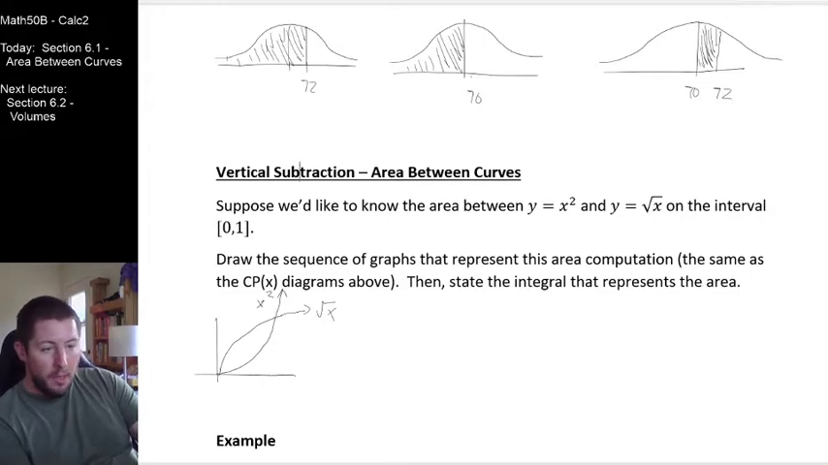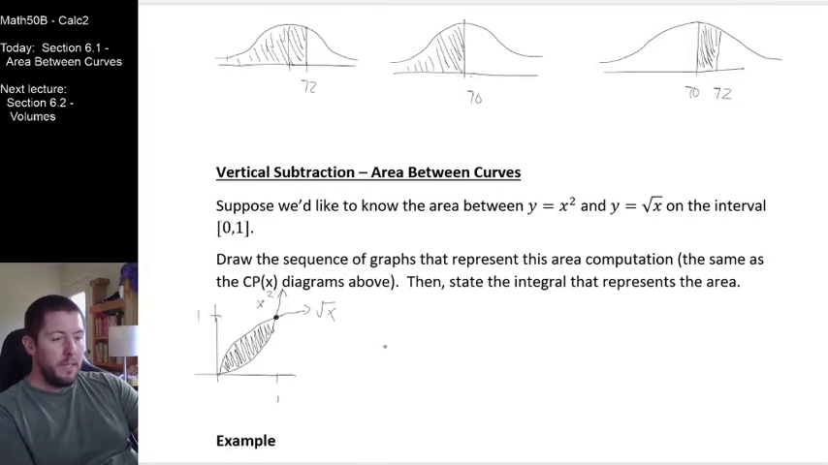Right? And I know that those guys are going to meet right there at (1, 1). In fact, if I'm interested in this area in the middle here, then it looks like I should be using the upper function, because from 0 to 1, square root of x is actually larger than x squared.